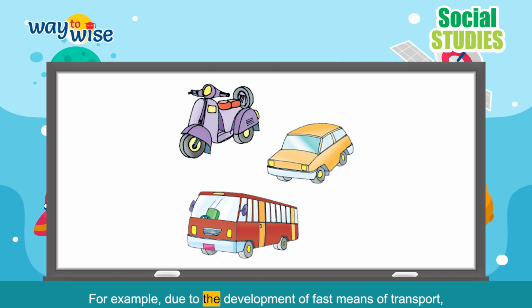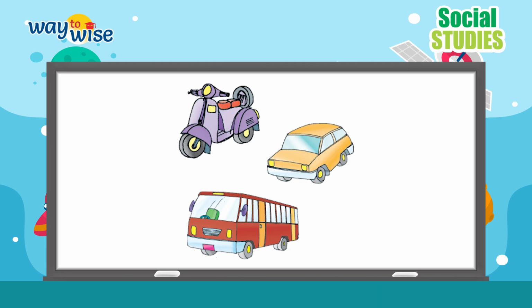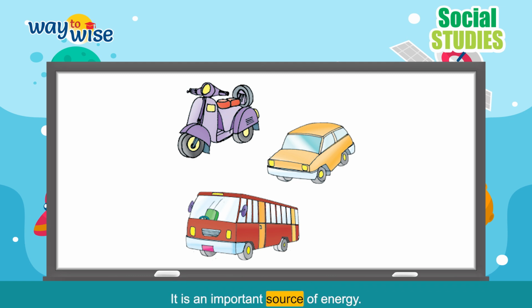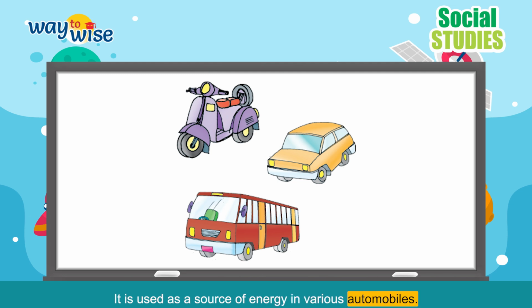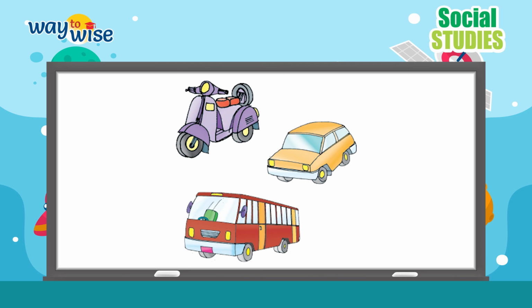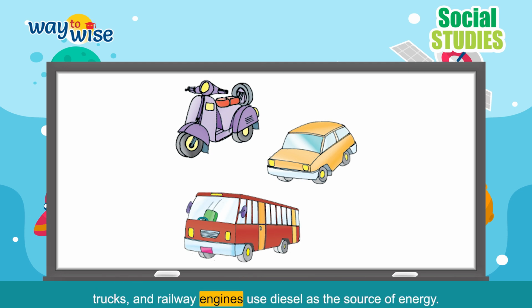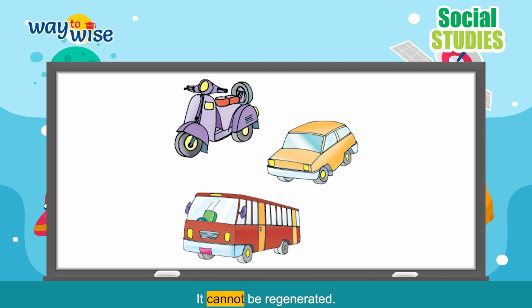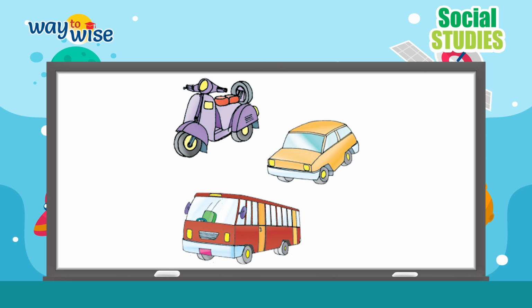For example, due to the development of fast means of transport, the consumption of petrol is increasing day by day. Its reserves are limited. It is an important source of energy. It is used as the source of energy in various automobiles. Diesel is also obtained from petroleum mineral oil. All buses, trucks and railway engines use diesel as the source of energy. Petroleum is a non-renewable source of energy. It cannot be regenerated. Its overuse may cause an energy crisis in future.